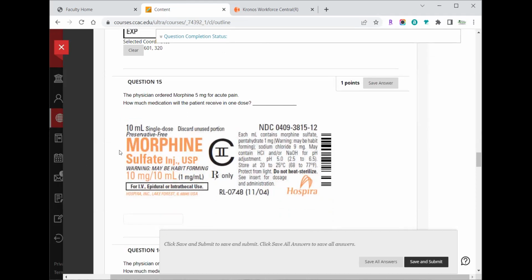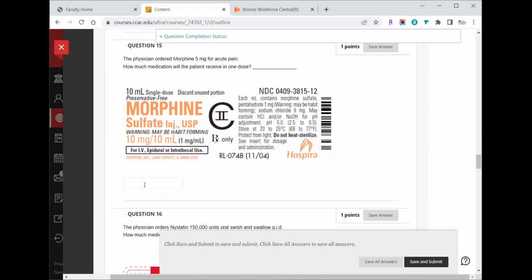All right, so morphine, they try and trick you here, right? They say it's 10 milligrams per 10 milliliters, and then in parentheses, they reduce it. It's 1 milligram per 1 milliliter, so it's a 1-to-1 ratio. So you take your order, 5 milligrams, and put that over your available, 1, times your volume, 1 milliliter. So the answer for this would just be 5 ml. You hope for questions like that, right? Pretty straightforward.